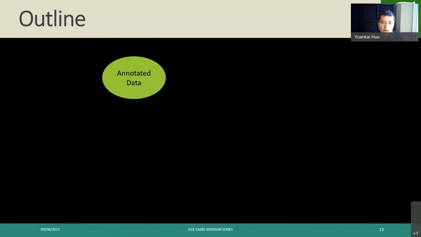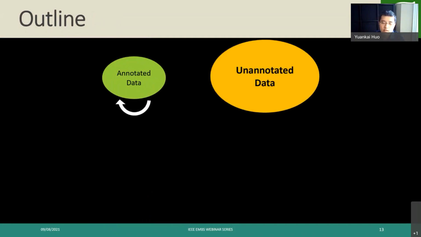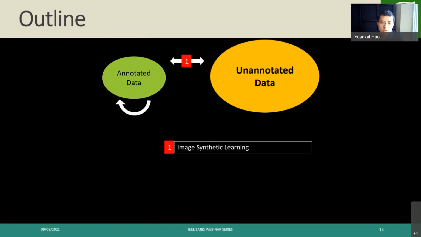Okay, so this is a typical story: we have a set of annotated data. Of course, we can use supervised learning to associate the data with clinical outcome. But the good thing is that now we have larger scale unannotated data. The first topic of my talk will be image synthetic learning. We want to bridge the gap between annotated data and unannotated data. In that case, we can still use supervised learning to solve the unannotated data.